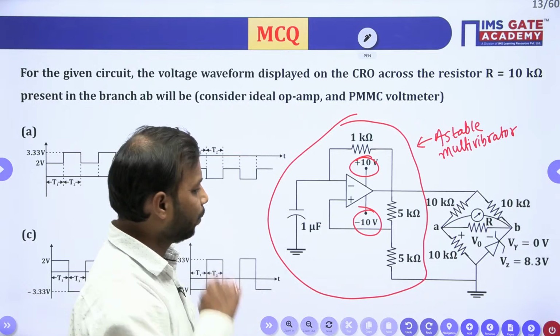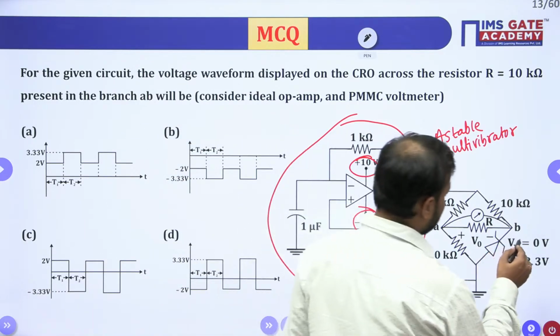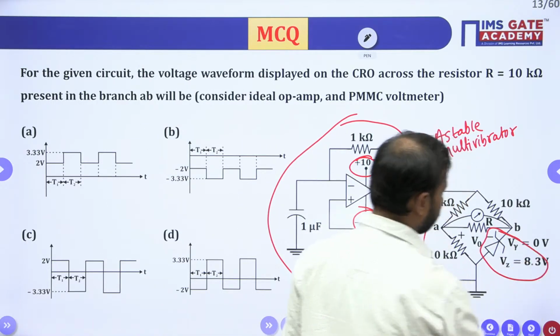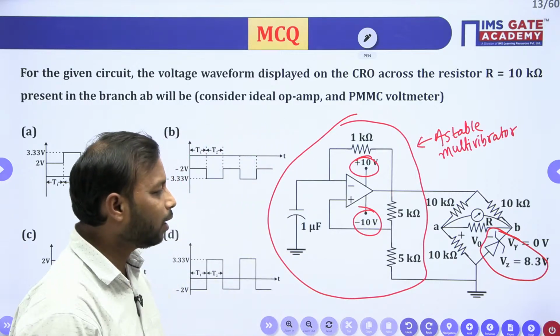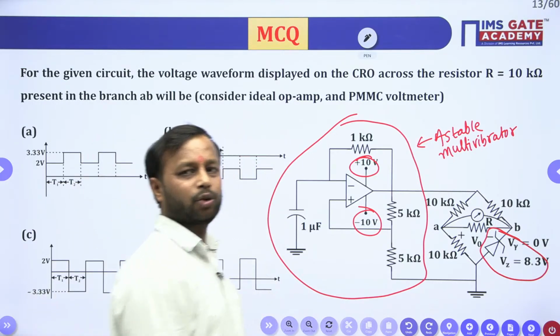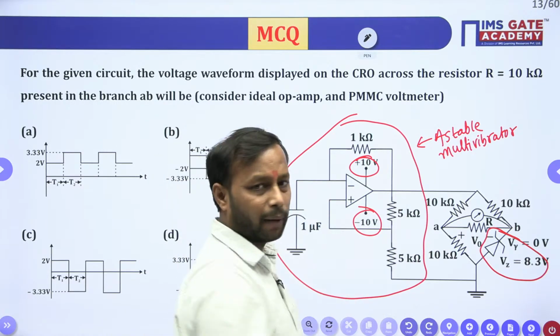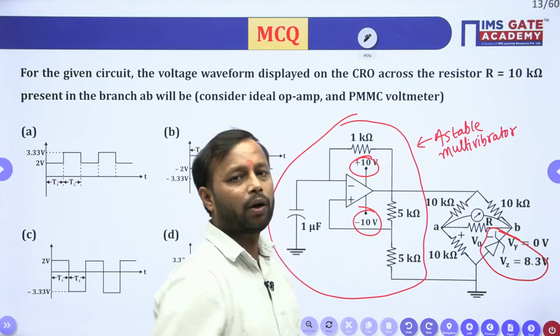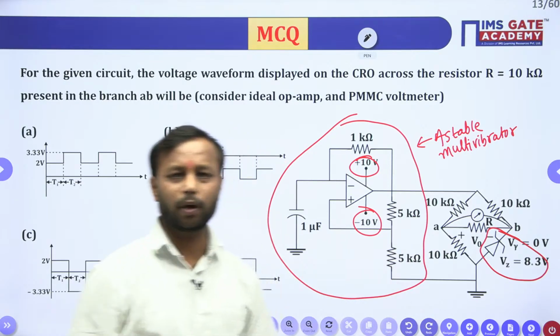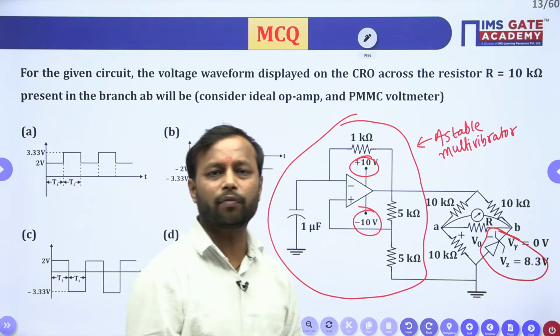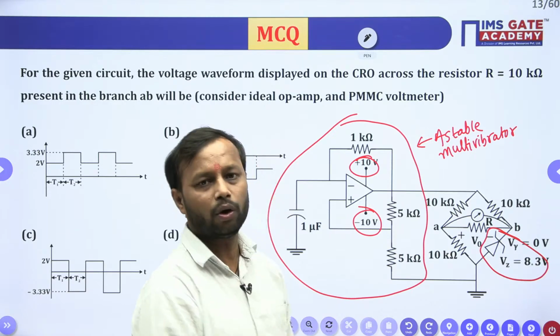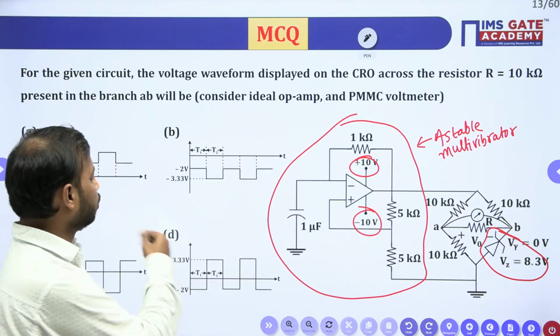All right. Now one more thing, we have this diode. This is not a normal diode. This is a Zener diode. All right. So this is a question which is related to the astable multivibrator, with a Zener diode and a bridge. So we have a lot of concepts required for this question to head toward our solution part.